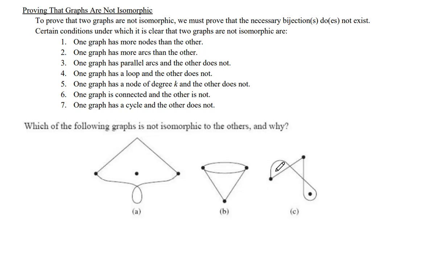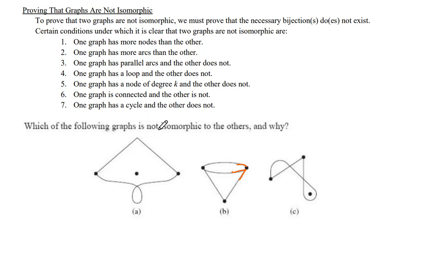So for example here, B has nodes of degree 3, but A or C don't have any nodes of degree 3. So right there, B is not isomorphic to A or C. And so on. One graph is connected and the other one is not. So this is connected, this one is not connected, and this one is not connected. One graph has a cycle and the other does not. So that's all. This is an easy way to look at one graph and see if one of these fails, therefore they are not isomorphic.